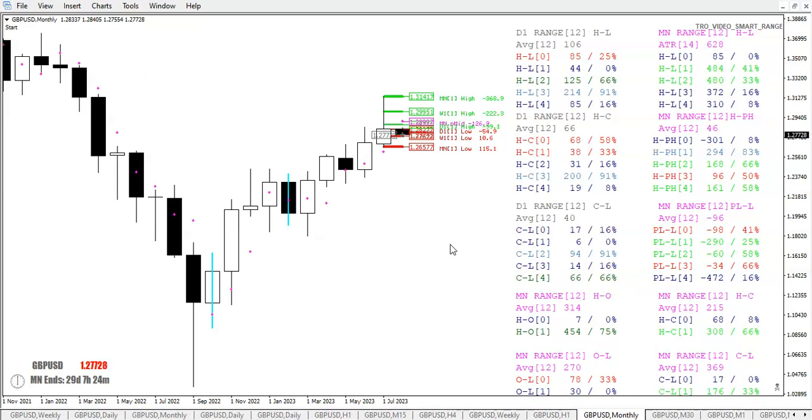We did not break out of the previous high. Oh, let me see. I'm sorry. We did break out of the previous high. I was looking at the zero. I should be looking at 1 month ago. 294 pips above, that was 83 percentile. But we did not break out of the previous monthly low.